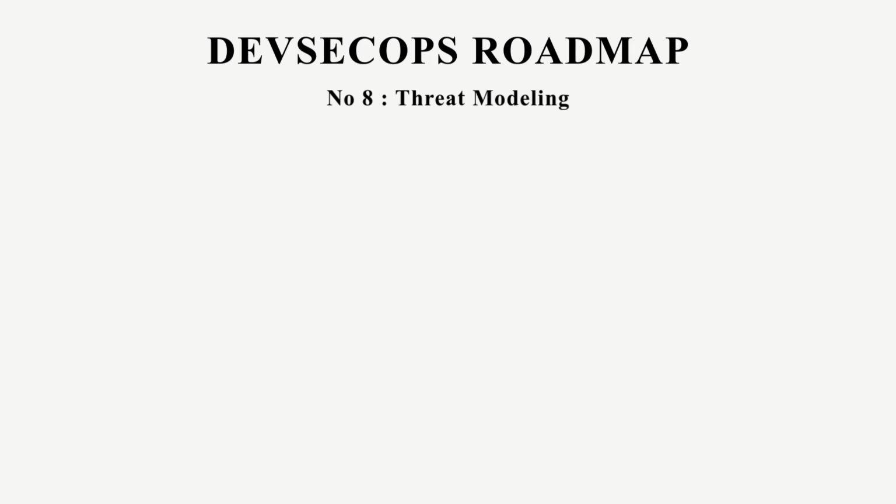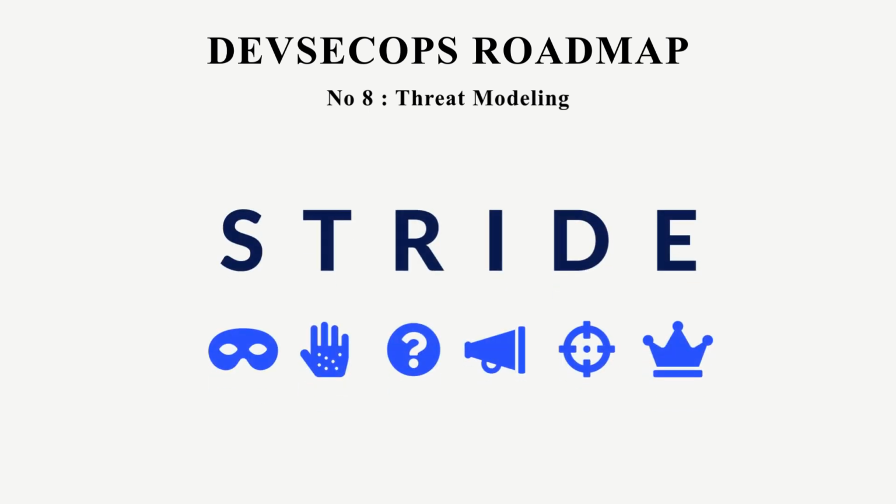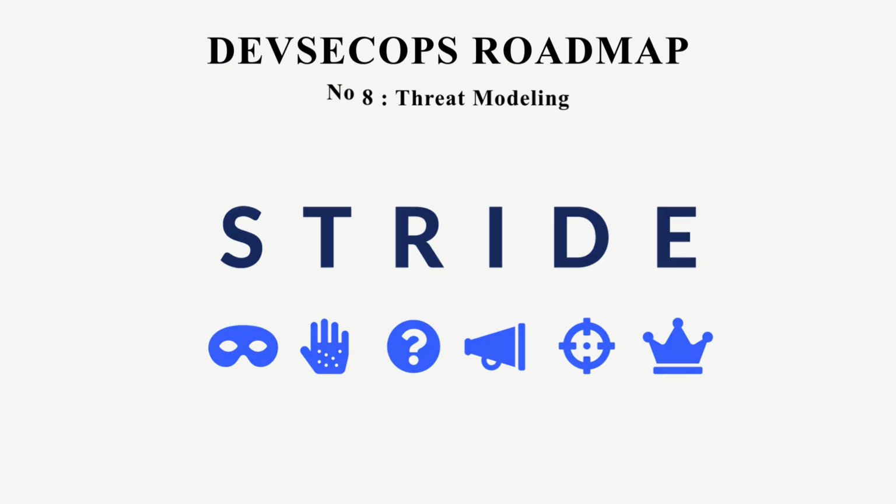Number 8, threat modeling. Threat modeling helps identify potential security threats before systems are deployed. One common model is STRIDE, which stands for spoofing, tampering, repudiation, information disclosure, denial of service, and elevation of privilege. Another methodology is PASTA, which stands for Process for Attack Simulation and Threat Analysis. Threat modeling involves identifying possible attackers, vulnerabilities, entry points, and potential attack paths. This helps security teams design systems that are resilient against attacks.